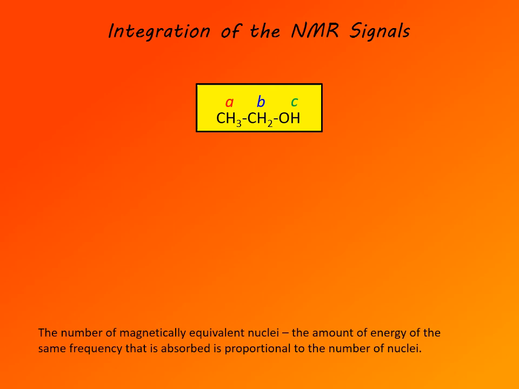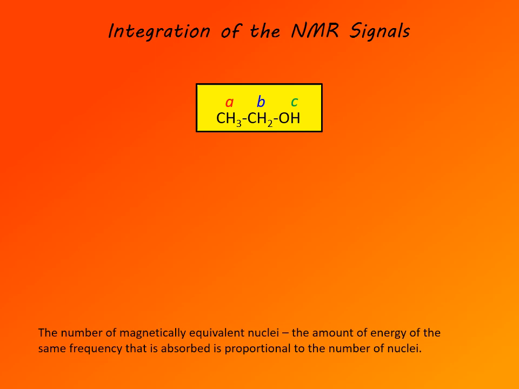Nuclei that are chemically equivalent are also called magnetically equivalent for the purposes of NMR spectroscopy. The amount of energy of a particular frequency that is absorbed depends on the number of magnetically equivalent nuclei, because they absorb at the same frequency. Such protons, of course, share the same chemical environment, and they have the same chemical shift. The area under the peak is directly proportional to the number of protons that give rise to that peak.